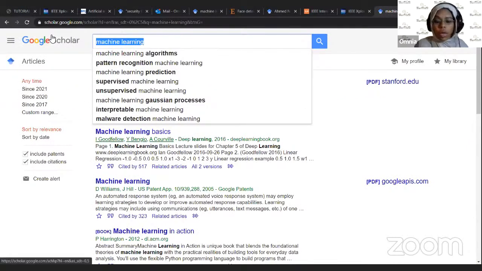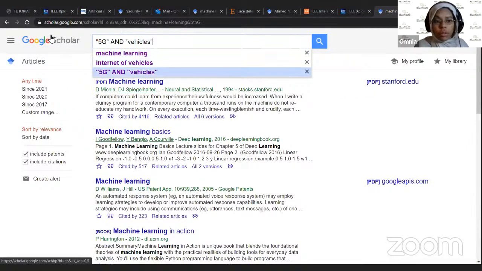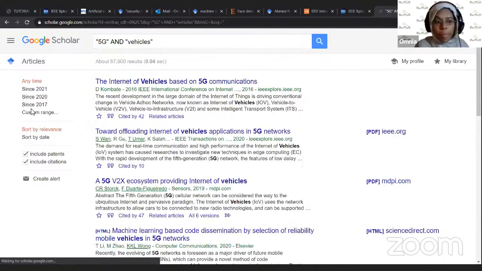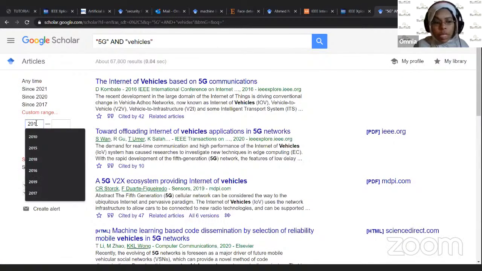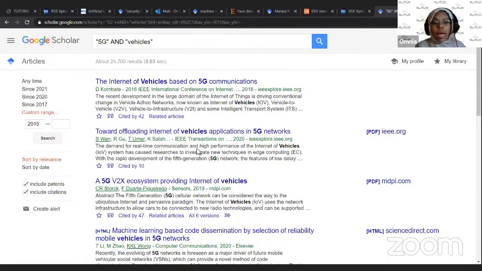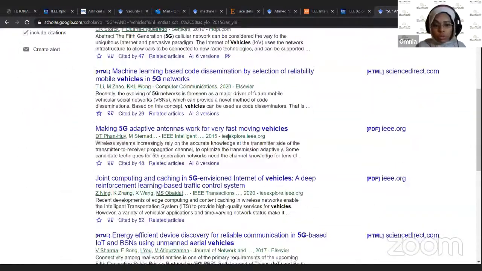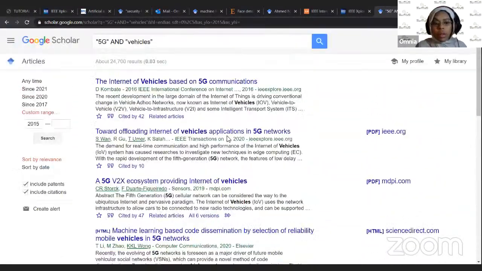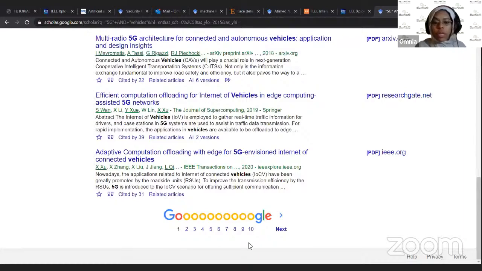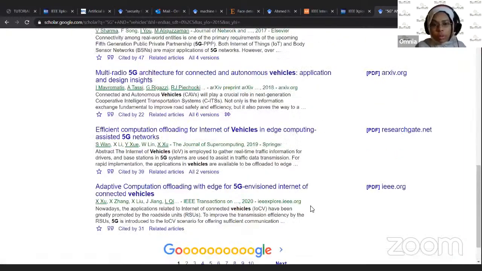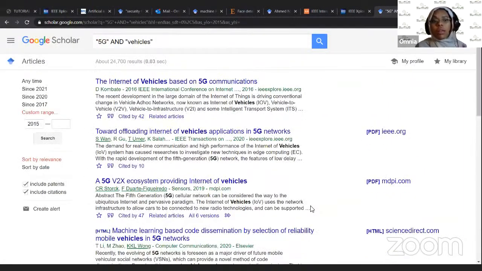Let's go to the example that we explained, which is 5G and vehicles. Specify the range. Maybe, for example, we're interested in 2015. And here we can see a bunch of papers. We have more than 10 pages, which means around 100 papers. But how do we filter them out and understand in an organized way what each paper is talking about and what the contribution of every paper is and so on? There are a lot of questions to ask, actually.